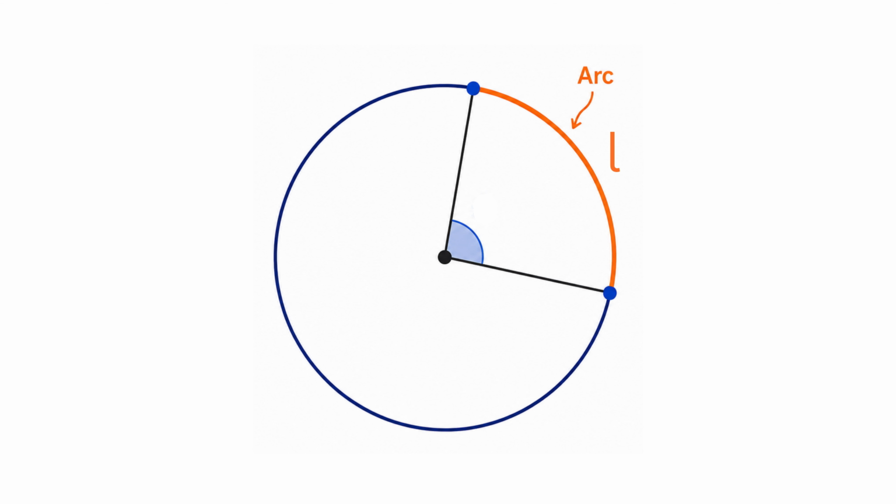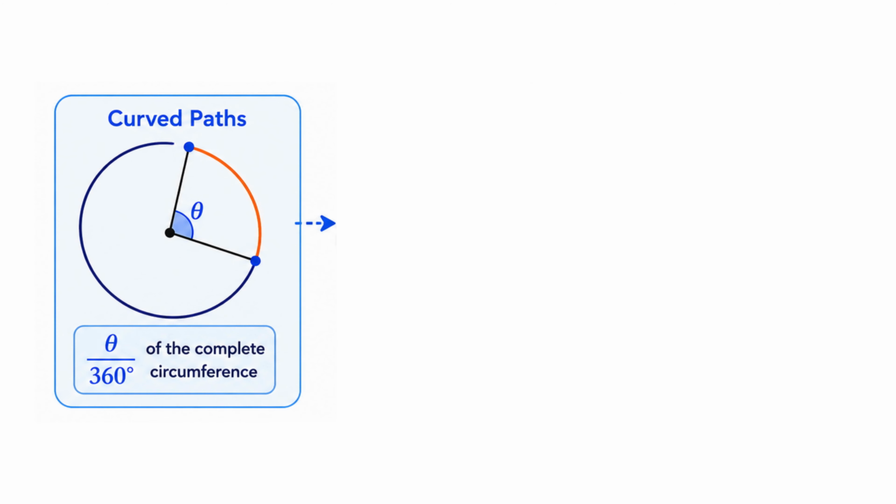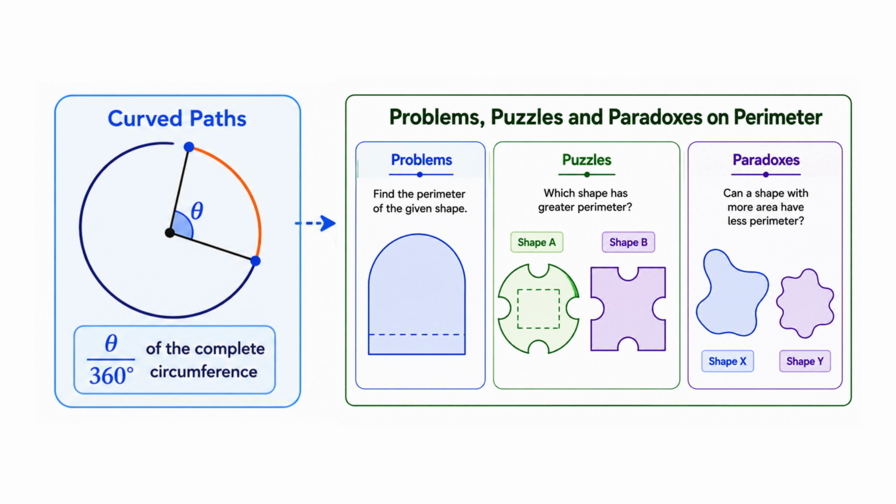Now consider only part of a circular boundary. If an arc subtends an angle, theta, at the center, it represents the fraction theta over 360 degrees of the complete circumference. Therefore, L equals 2 pi r into theta over 360 degrees. This idea helps us measure curved paths and leads naturally to the chapter's intriguing problems, puzzles, and paradoxes on perimeter, where familiar geometric intuition is put to the test.